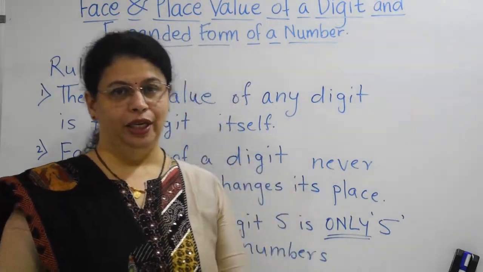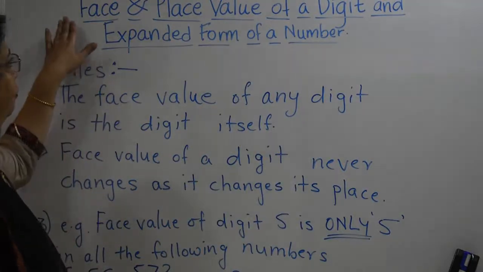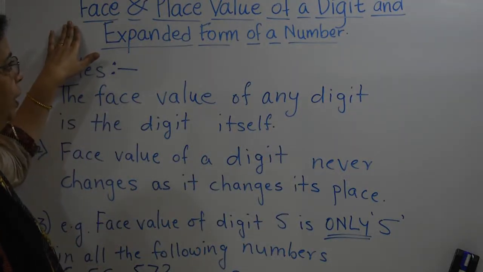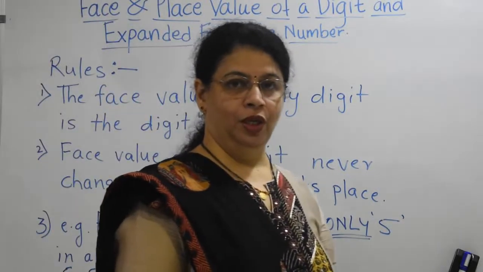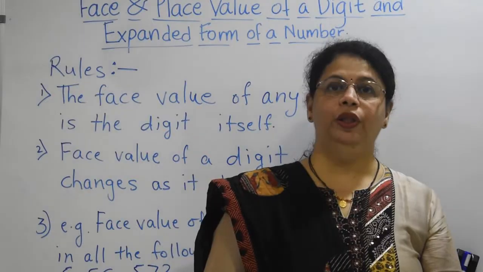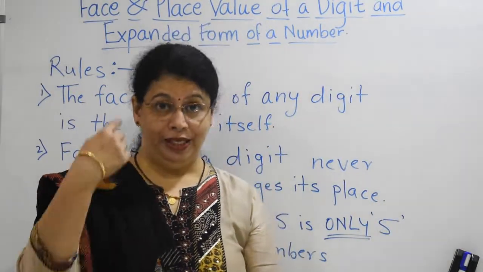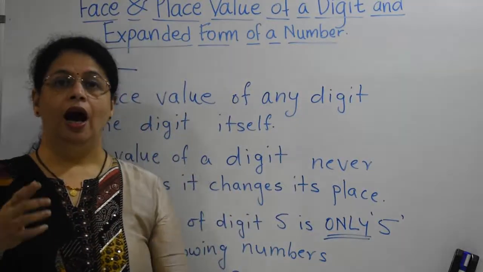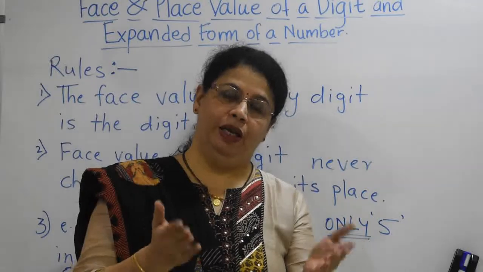Today we will be learning the next topic, which is very important: face and place value of a digit and expanded form of a number. To begin with, we will start with the face value. As the name suggests, face means how the number looks. That is its face value.